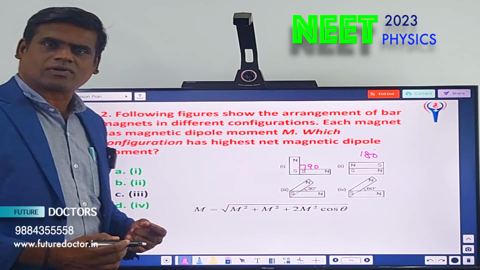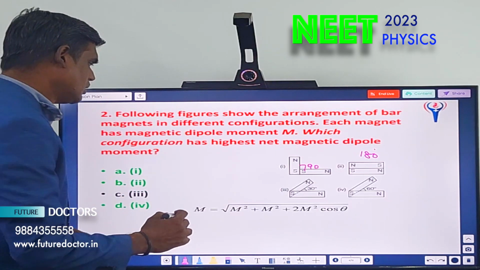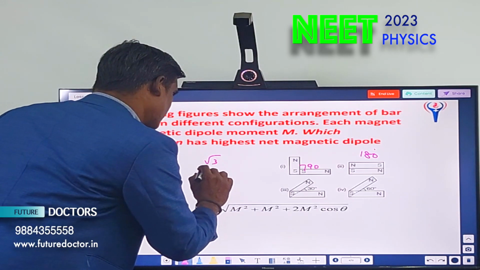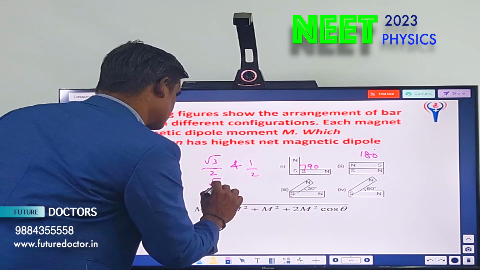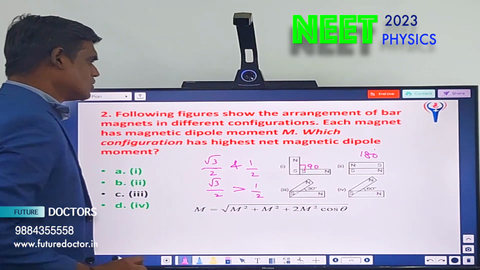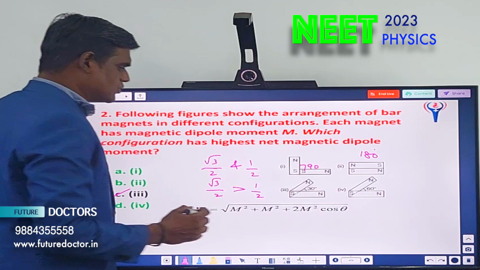What is the value of cos 30? Cos 30 is root 3 by 2, and cos 60 is 1 by 2. So comparing root 3 by 2 and 1 by 2, root 3 by 2 is greatest. So option C. Third configuration only, maximum. Let's move to question number 3.